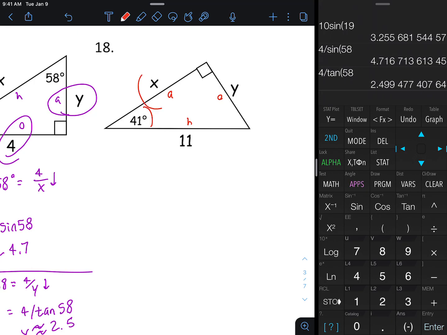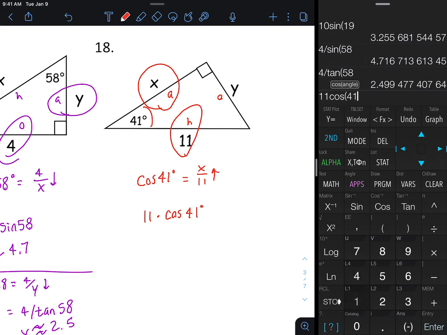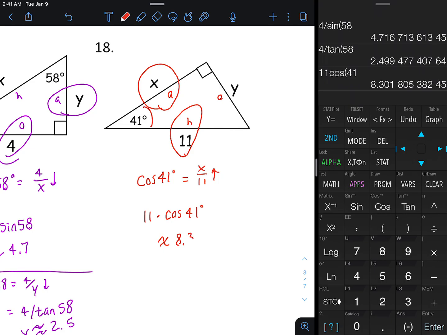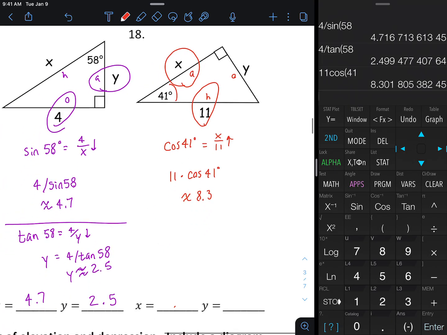And let's see here. Let's find X first, and using the H and the A, that'll be cosine. Cosine of 41 degrees, and then that'll equal X over 11. So X is in the numerator. That'll be 11 times cosine of 41 degrees right there. 11 cosine 41 happens to be 8.3 for X. That is smaller than the hypotenuse that I gave you, so that's good to go.